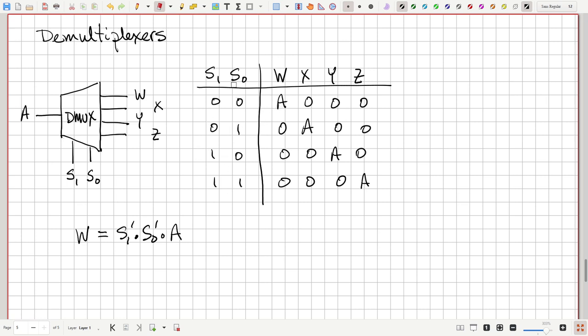But for any other row that factored not S1 and not S0, at least one of the factors would be 0, and so this whole thing would just be 0. So that would just give us all our other zeros for the output. That would be for W.